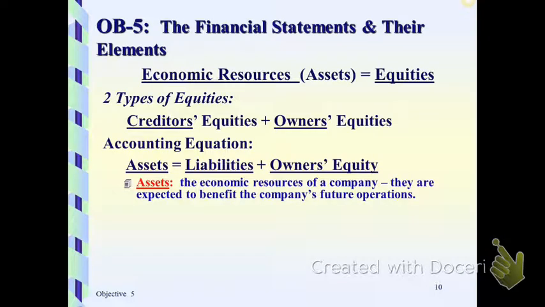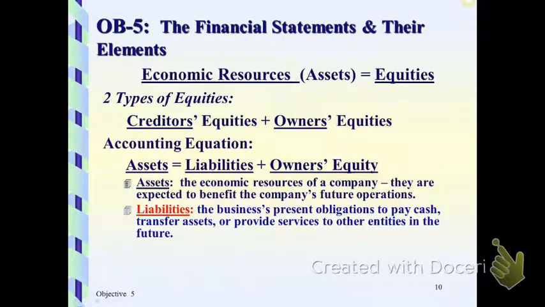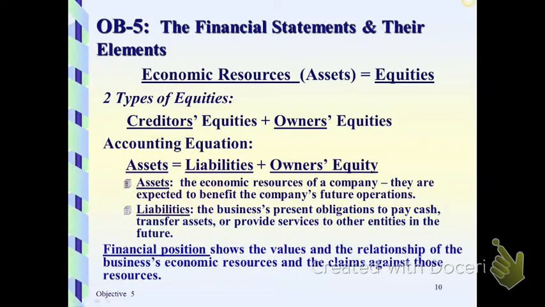Assets equal the economic resources of a company, and they are expected to benefit the company's future operations. Liabilities, on the other hand, are the business's obligations to pay cash or transfer assets or provide services to other entities sometime in the future. These are the obligations that a company has. A company's financial position shows the value and the relationship of the business's economic resources and the claims against those resources. The claims against the economic resources are creditors' equities and owners' equities.